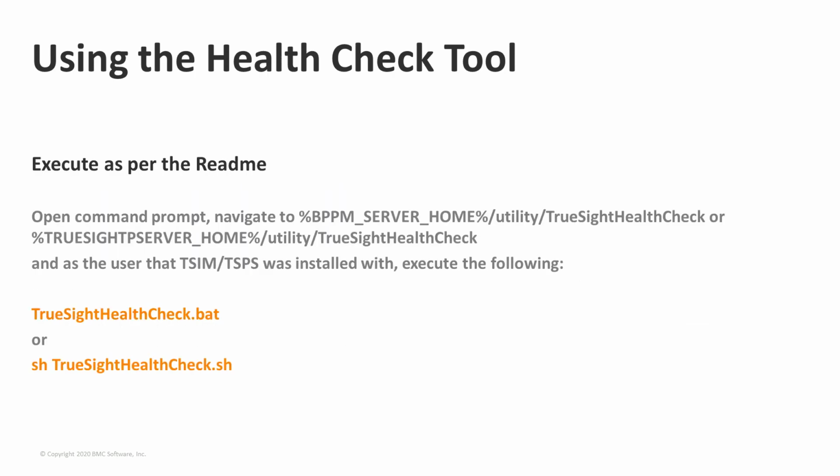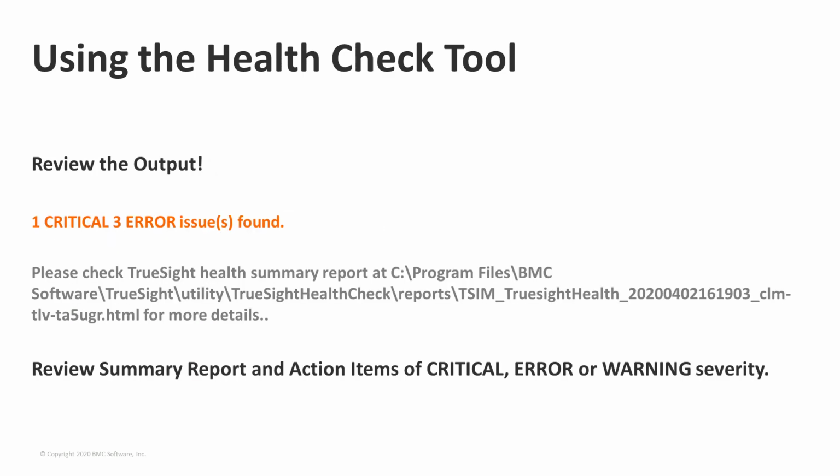Execution of the tool is done from the utility TrueSight Health Check directory, which is created under the respective home directory. Whether being run against the TSIM or the TSBS, it is the same TrueSight Health Check command for both, and is either the .bat file on Windows or the .sh file on Linux. The command prompt will show the steps which are being processed by the Health Check tool. Once the tool is finished running, it will advise on the number and severity of the issues found, and also to check the summary report for details of the action items that need attention.